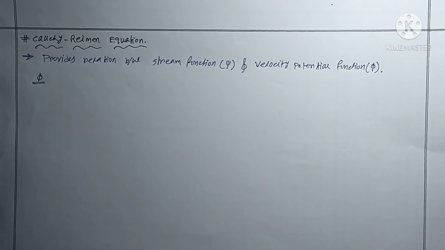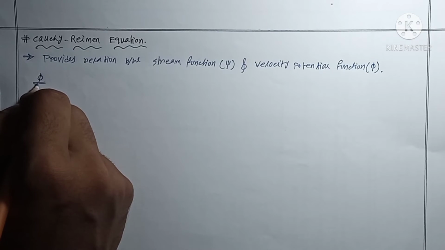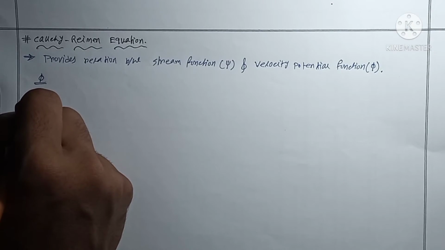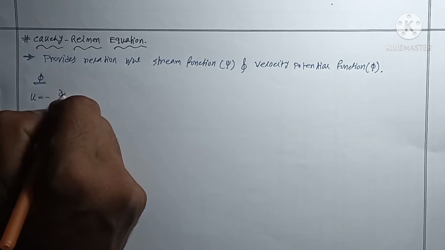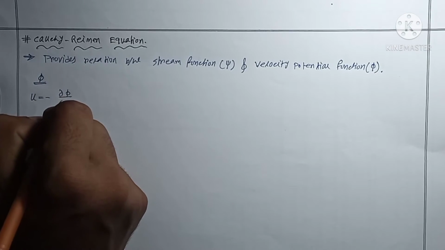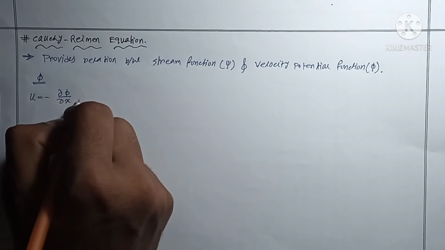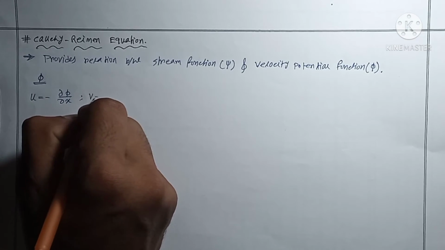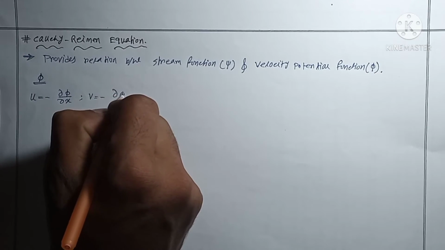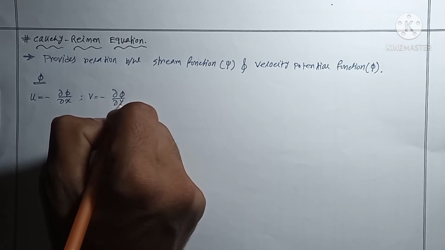Now from the velocity potential function phi, how can we write down u and v, which are nothing but the velocity components in the x direction and y direction. From the velocity potential function we can write u is equal to minus dou phi by dou x, am I right, and v is equal to minus dou phi by dou y.